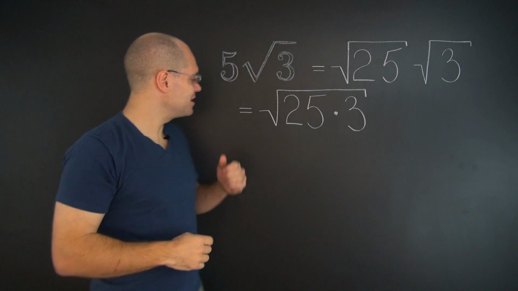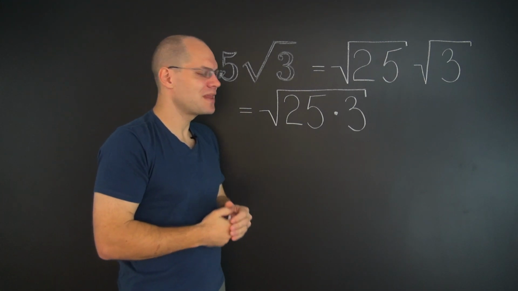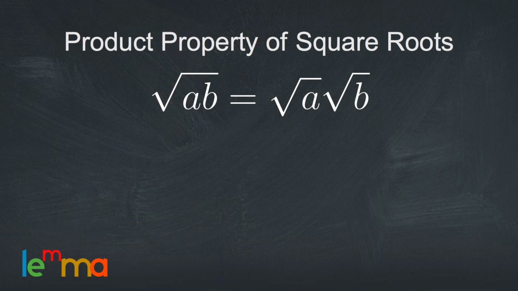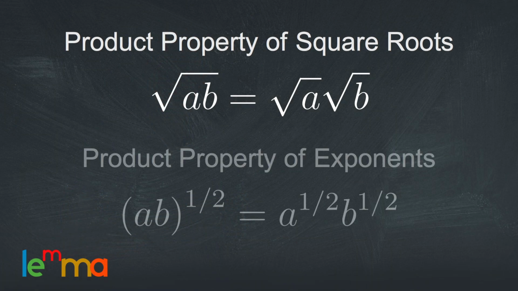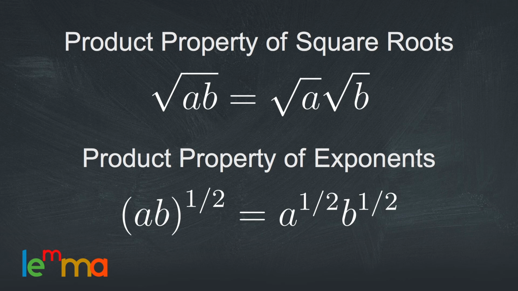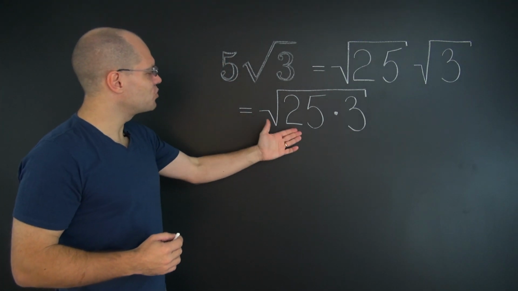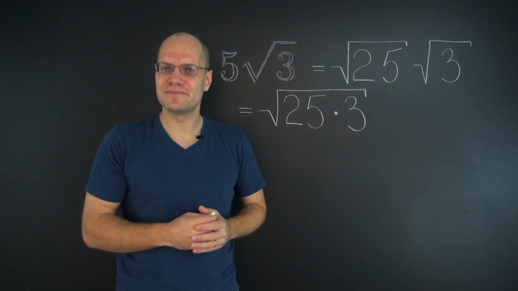There is a formula that tells us that this step is legal, and it is called the product property of square roots. Or, when written with fractional powers, it can be thought of as a special case of the product property of exponents. So the answer is the square root of 75.